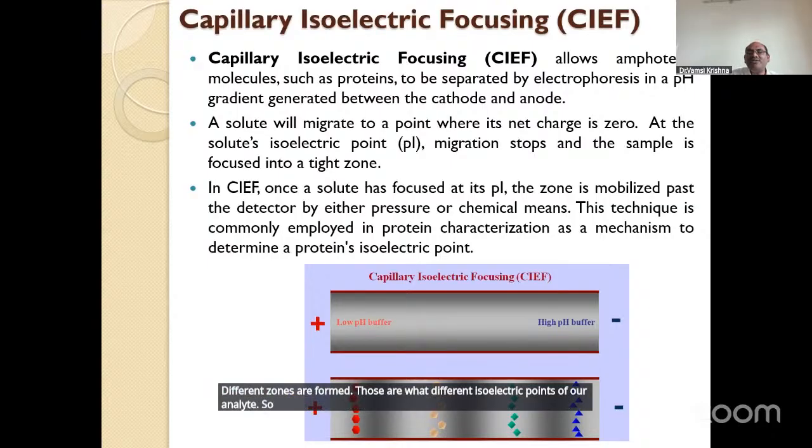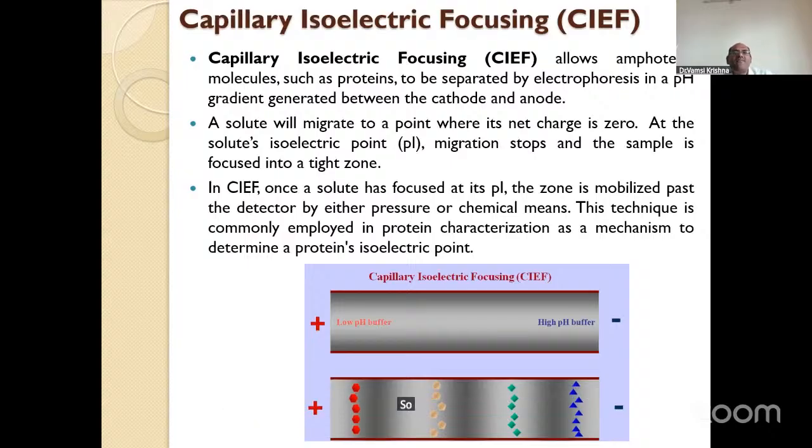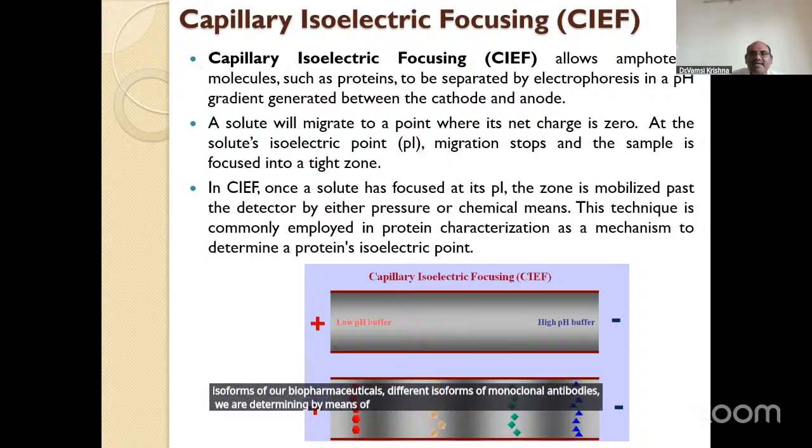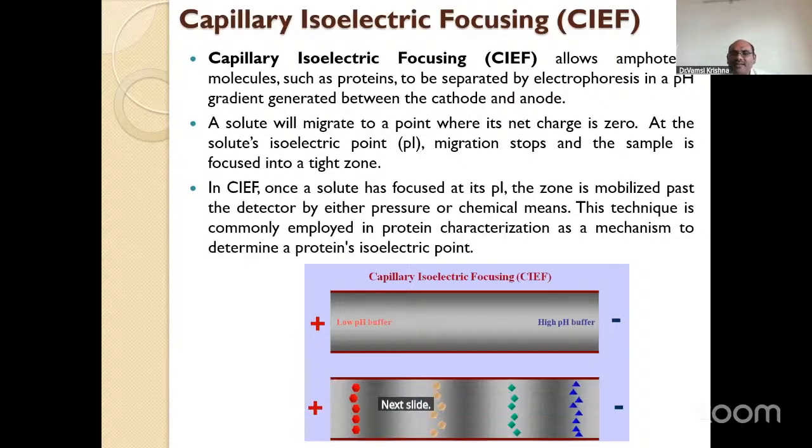We move those zones with the help of pressure or by applying a chemical, and we detect them through the detector window. So we are quantifying and identifying different isoforms of our biopharmaceuticals, different isoforms of monoclonal antibodies. We determine these by means of capillary isoelectric focusing. Next slide, please.